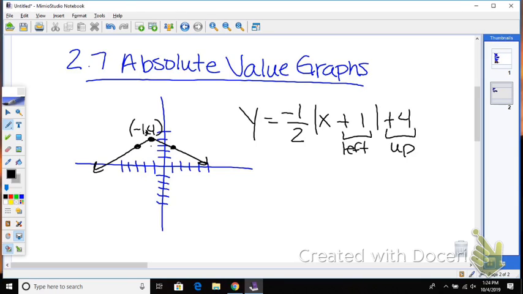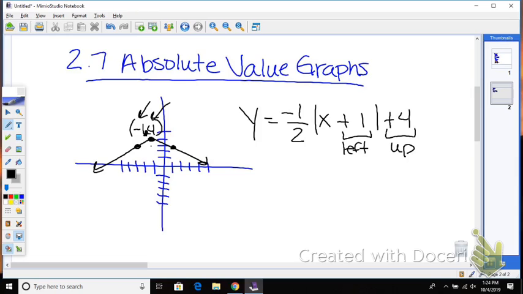How did you get that? Because the vertex went up 4. First thing you want to pick out is what is the vertex, because that tells you your shift. This is left 1, that's up 4. Got it. Okay? You got it.